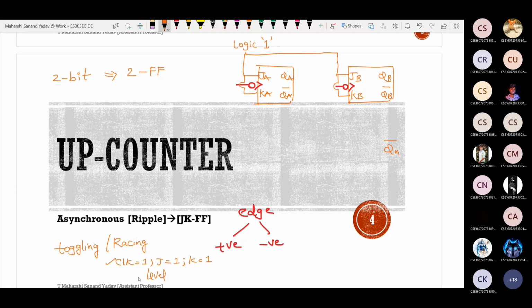So in order to overcome this racing, we want toggling. Toggling is nothing but only within a single clock pulse it has to change only one time. So there we can go for edge triggering. Remember like this: toggling means changing only once, racing means changing continuously. If it is level triggered, for this complete high position, it will be changing like this. So that's the reason we are calling it racing.